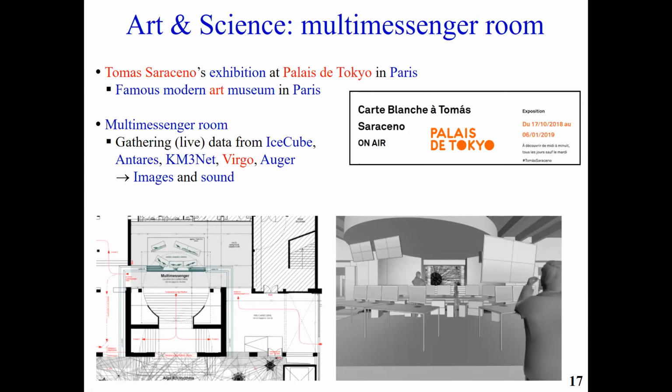We also have collaborations with artists. This is on the Virgo side. We had contact with Tomás Saraceno, whom you may know as Spider-Man, the guy who does a lot of exhibits with spiders, spider nets, and stuff like that, which are very nice. And he did one at Palais de Tokyo in Paris 1.5 years ago now. Among the exhibition, there was a multi-messenger room gathering data, sometimes live, from various experiments, including Virgo, and turning them into images and sound that the audience could grasp more easily.